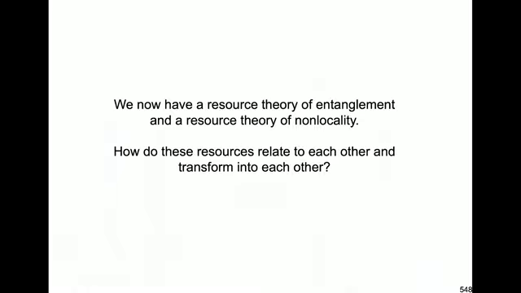So we now have a resource theory of entanglement, and we have a resource theory of non-locality. Well, the natural thing is to ask, how are these related? Because we're used to using entanglement to generate non-local correlations. So how do these resources relate to each other? How do they transform into each other? That's the next question. First, are there any questions?